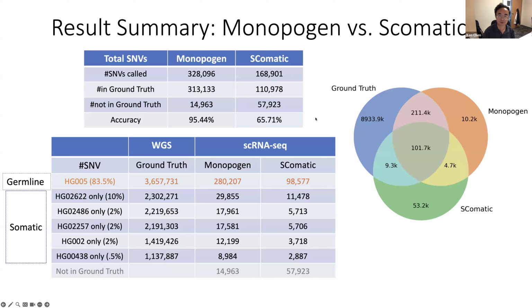From the data I just described, we called mutations using Monopogen and Somatic. In terms of the total number of SNVs called, we were able to call a lot more than Somatic. And a very high proportion of those are in the ground truth, which is the individual sample whole genome sequencing data. So this again indicates pretty high specificity or accuracy of the calling results. Somatic is considerably lower in this exercise. And if you look at the sample-specific characterization of mutations, you can also see we actually detect a lot more sample-specific mutations that are actually present in the ground truth. So both sensitivity and specificity are higher than Somatic in this benchmarking exercise. Okay, that's further validation.